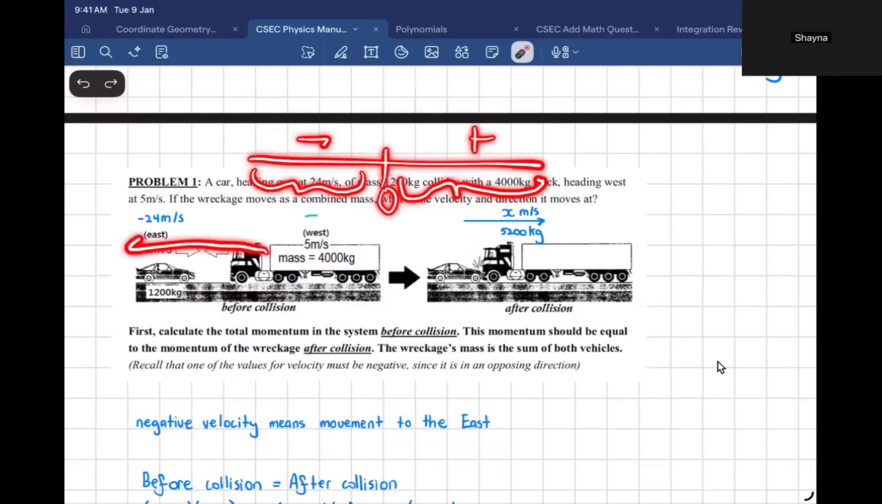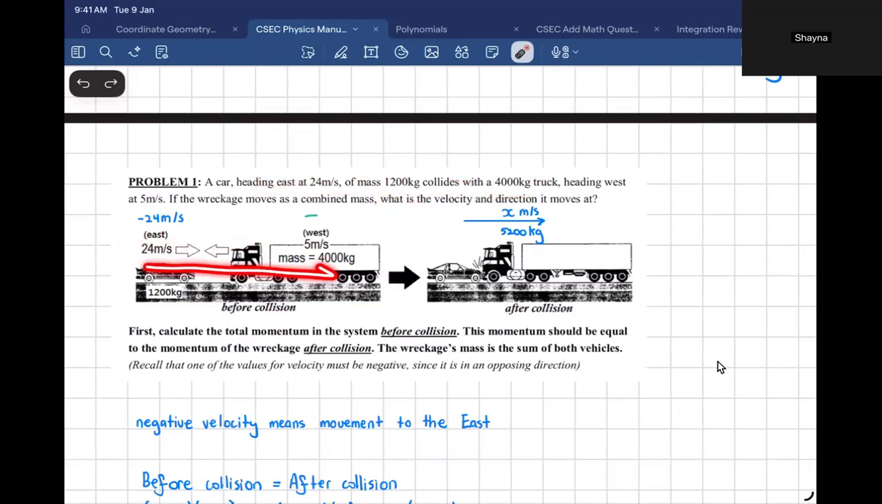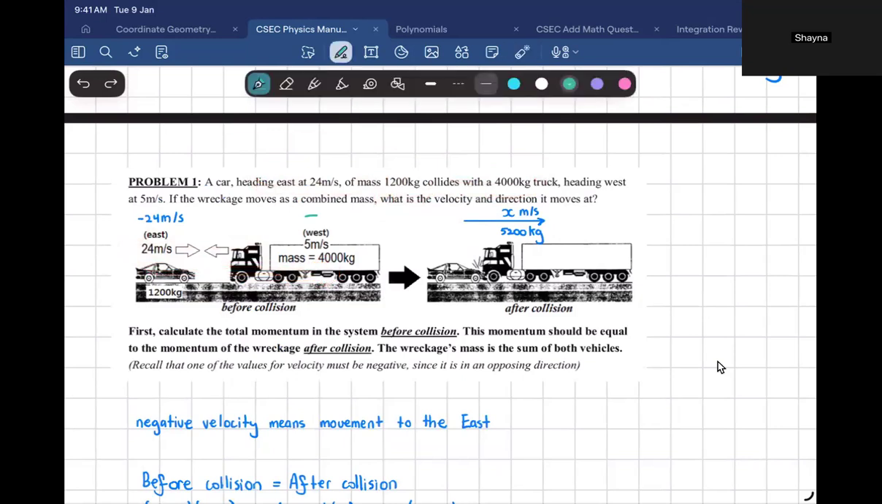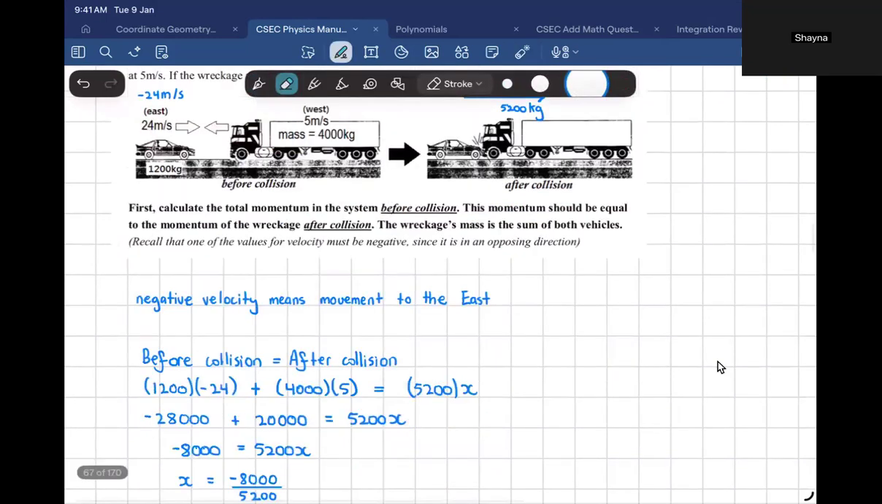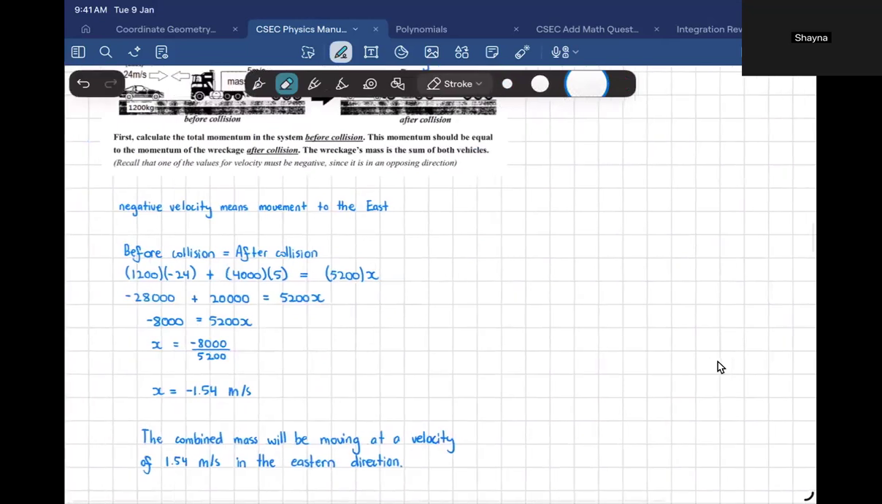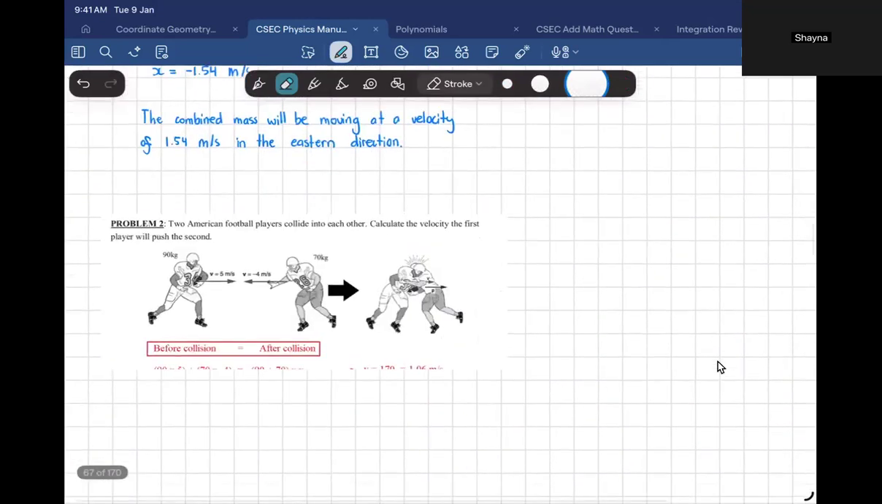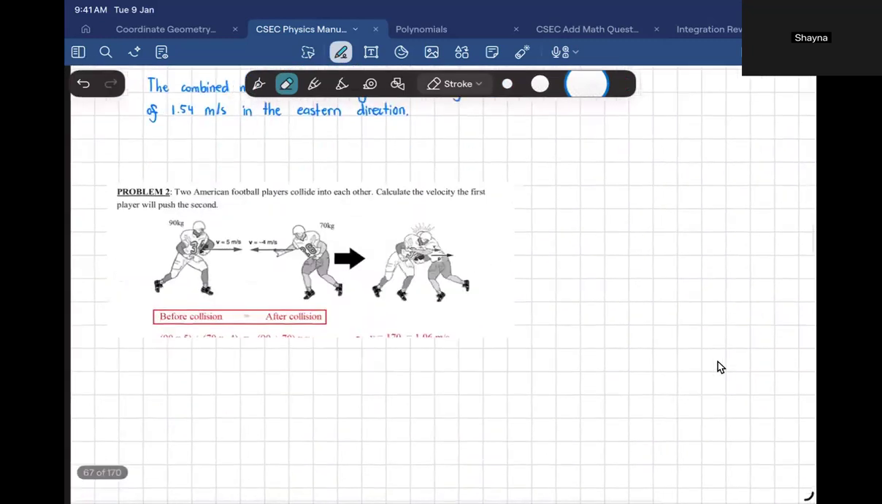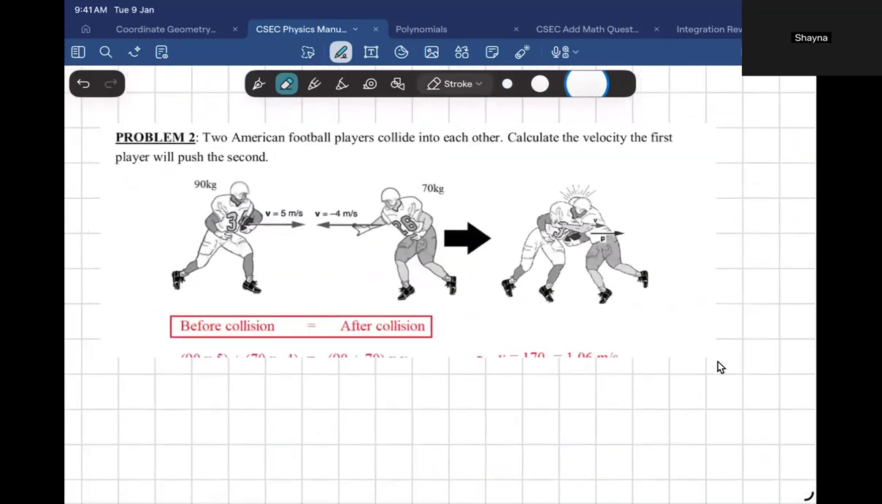So if we're going in this direction, generally you'd call that negative, right? And generally you'd call this positive. So be careful and pass a statement, right? Okay, problem two. Two American football players collide into each other. Calculate the velocity the first player will push the second.